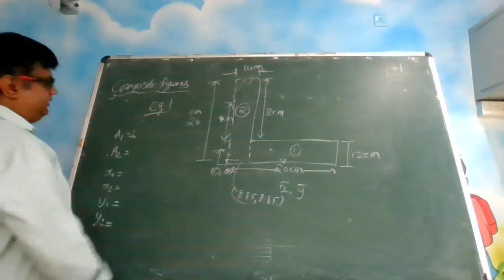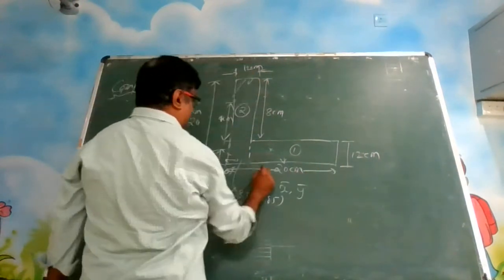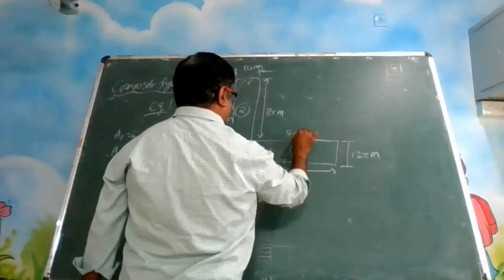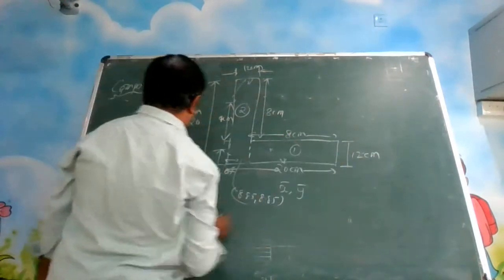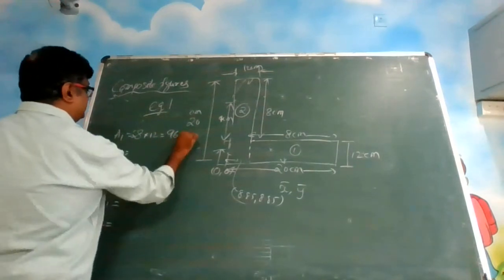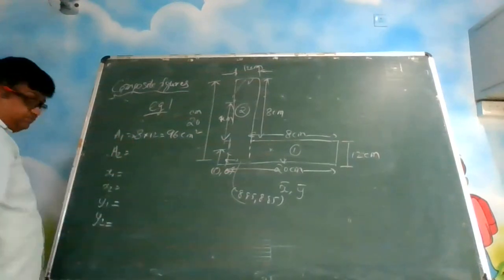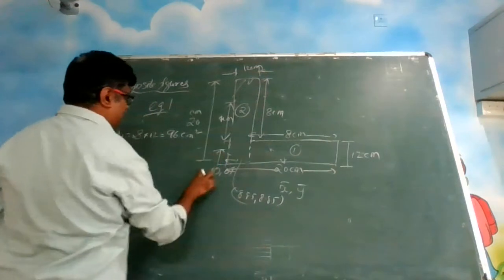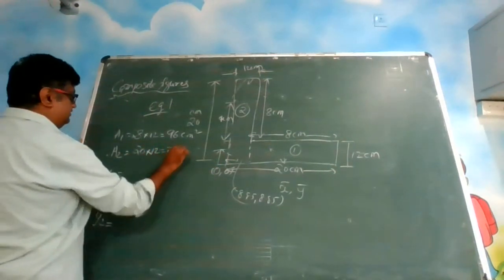Right. So area 1. Look carefully. Total is 20. Out of 20, 12 is gone. So what is this dimension now? 20 minus 12. This is 8 centimeter. So what is the area now? 8 into 12, it is 96 centimeter square. Now, what about this area? This is 12, this is 20. So it is 20 into 12, 240 centimeters.